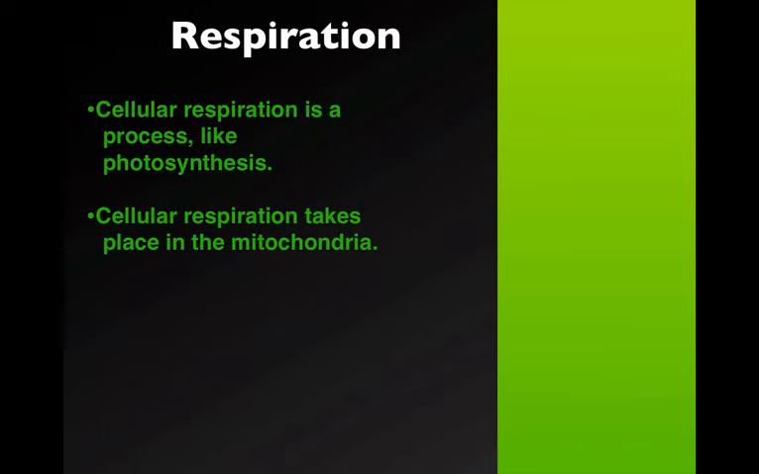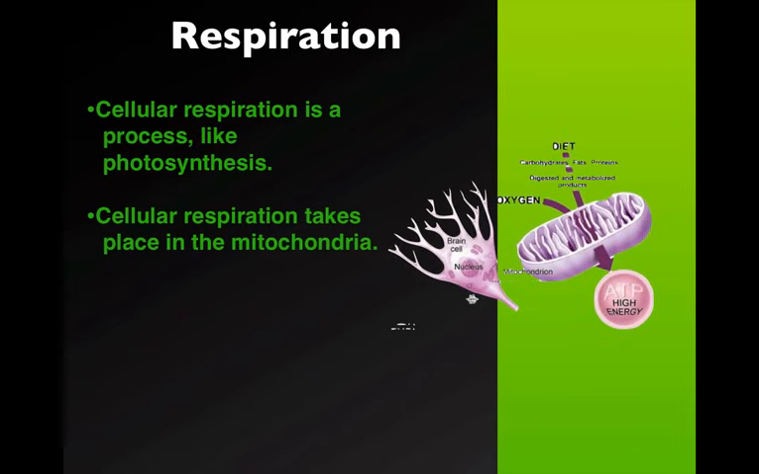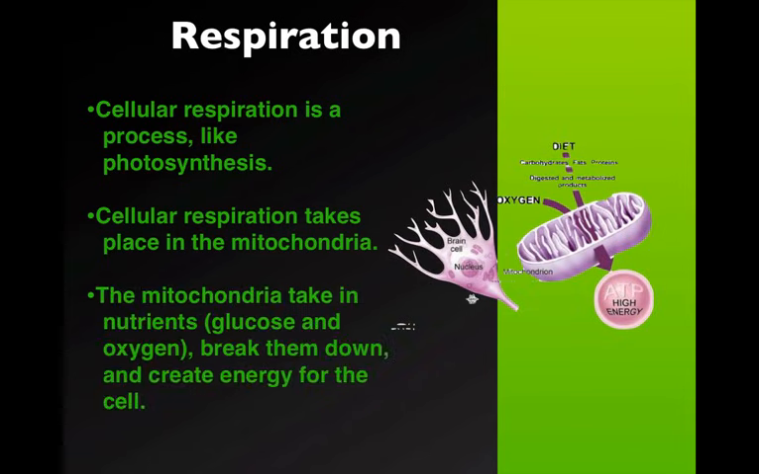And here, instead of taking place in a chloroplast, because not too many animals, actually no animal that I know of, has a chloroplast. That's strictly in plant cells. But animal cells have something called mitochondria, and that's where respiration takes place. So what happens is the mitochondria takes in nutrients, the glucose, and also oxygen, and instead of creating something, it actually breaks down the glucose and releases energy, and that energy is used by the cell.